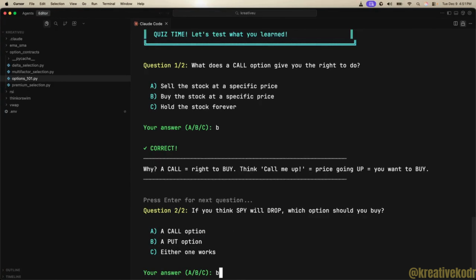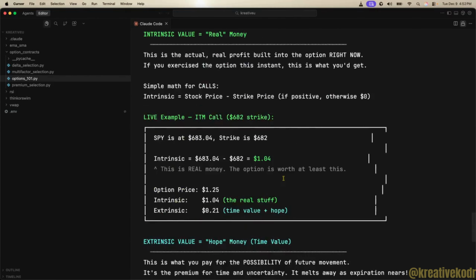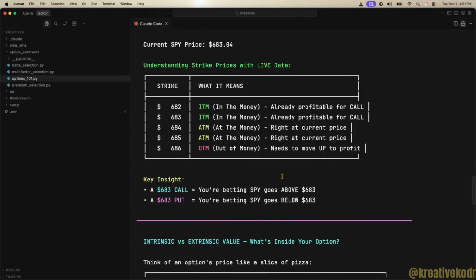So let's go ahead and put B. All right, we got it right. So with a put, we profit when the price goes down. Put it down, a bearish bet. All right, so let's continue to the next lesson. I'm going to stay here. I do have everything written down in the whiteboard, but I love the way it's written out here.